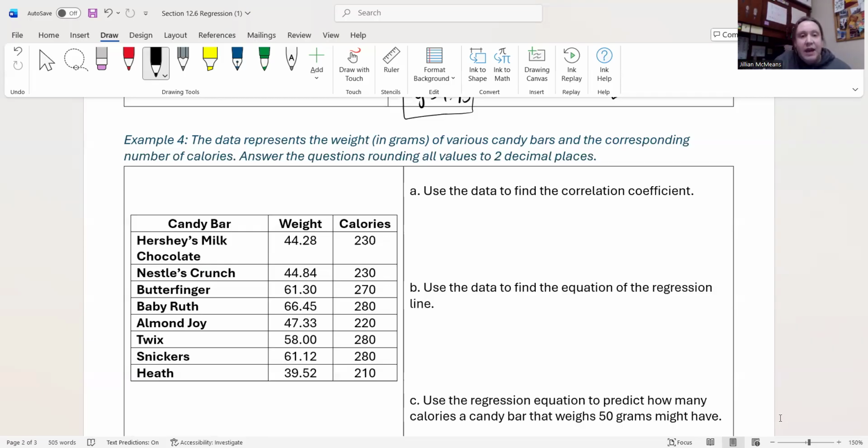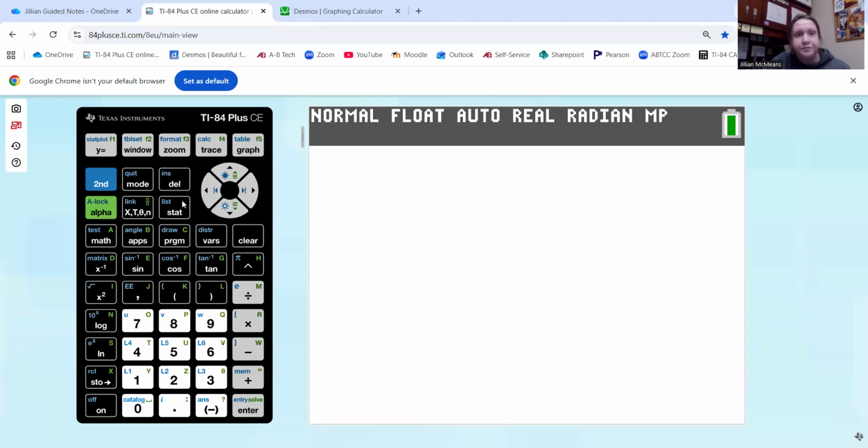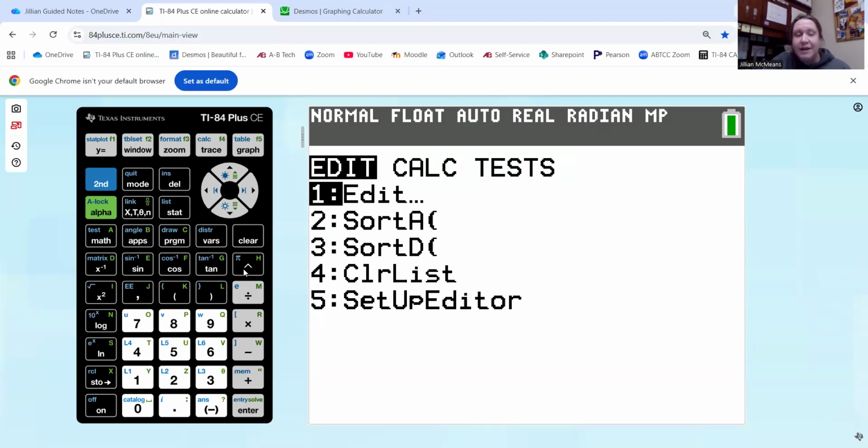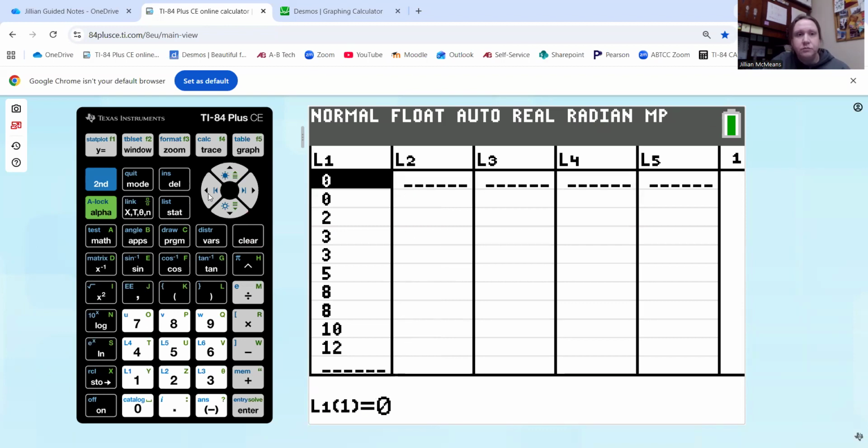So we have the candy bars listed, and then we have their weight and their calorie count. Let's say weight is X, calories Y. Okay, so let's go to the calculator. Let's do the calculator first, just to be consistent. So I want to go to Stat, Edit. I'm going to clear out the old junk. And we're going to type our data values in.